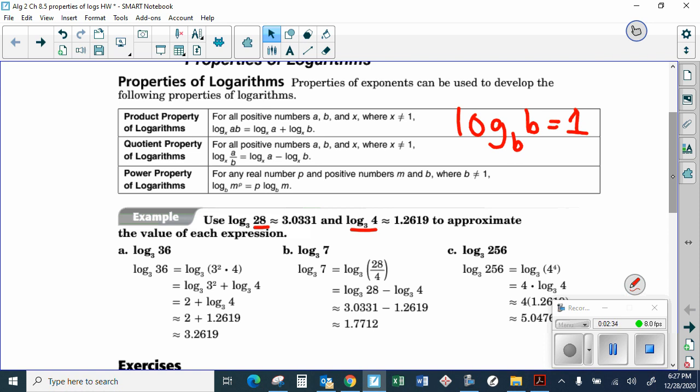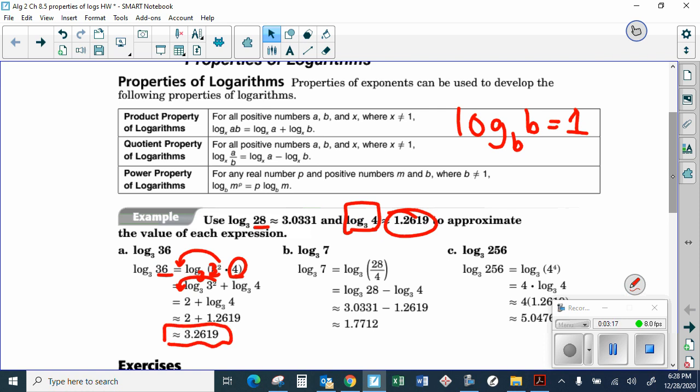Okay, so notice 36, I can break down to 9 times 4. Well, there's the 4 part right here, there's my 4. And 9 is 3 squared. Why am I doing 3 squared? Because I know log base 3 of 3 is 1. Remember that the 2 then can come out front, and that's what you see right here. And log base 3 of 3 is 1 times this 2 is 2, plus log base 3 of 4, which we have right here. So 2 plus that is approximately this right here.